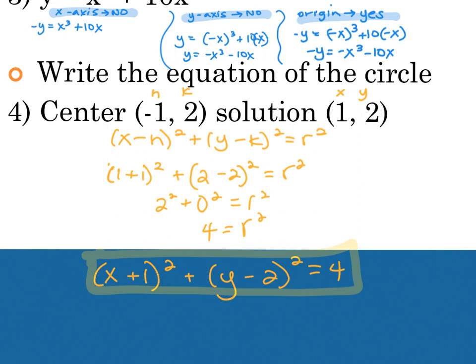What's the other option to finding the radius if I have the center and the solution? You could use the distance formula. Good. You could use the distance formula to find the distance from the center to the solution. You just got to remember that when you plug it back in, you've got to square it. That's all. But you can use either method.